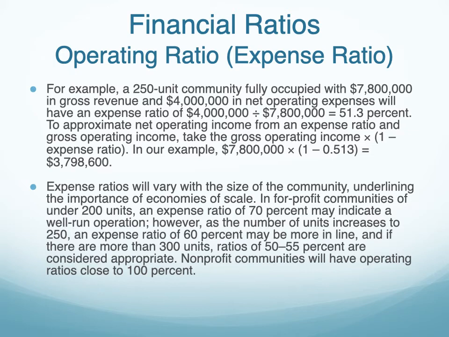These expense ratios will vary with the size of the community, underlying the importance of the economies of scale. In for-profit communities of under 200 units, an expense ratio of 70% may indicate a well-run operation. However, as the number of units increases to 250, an expense ratio of 60% may be more in line, and if there are more than 300 units, ratios of 50 to 55% are considered appropriate. Of course, nonprofit communities will have operating ratios close to 100%.